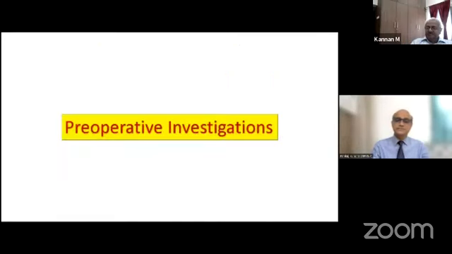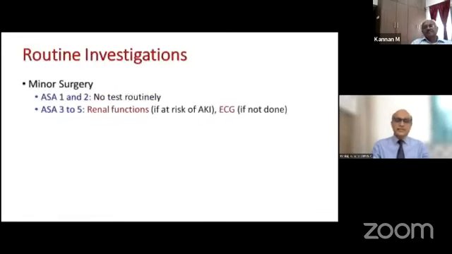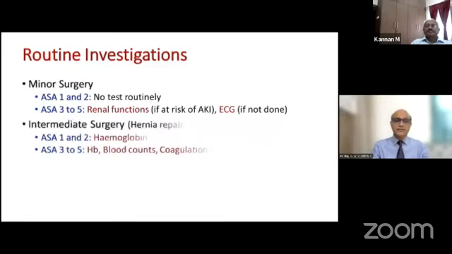which can be performed if you want to rule out any cross sensitivity in the patients. Now, what about preoperative investigations? The routine investigations depend upon the nature of surgery and the ASA physical status. If the child belongs to ASA 1 and 2, no test is routinely done. However, if he is on ASA 3 and 5, then if there is a risk of AKI or acute kidney injury, you would like to do renal functions and ECG if it is not done.